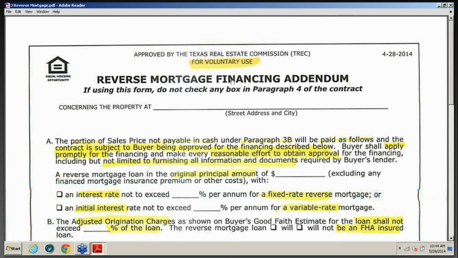Understand that if you're using a regular 1-to-4 family contract, for example, and let's say that you have someone that is buying on a reverse mortgage, it would be nice to have this to protect your client, because this takes the place of a third-party financing addendum, which gives your buyer an out. If you don't use this form, then you would not check anything in the third-party financing part of paragraph 4 on page 1 of the contract. So this just gives you an opportunity to protect your client, and that's what I say all the time, protect your client. So it is voluntary. You do not have to use it.